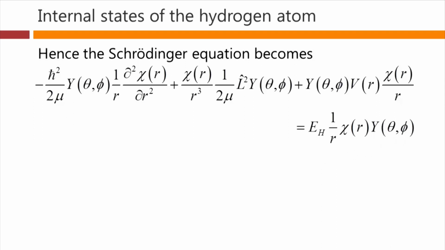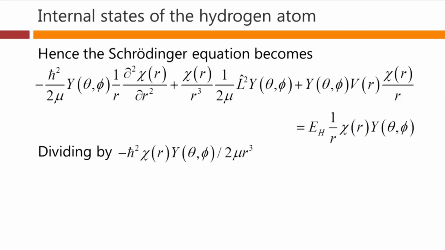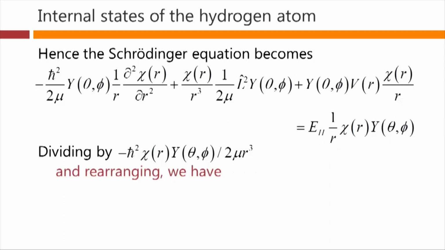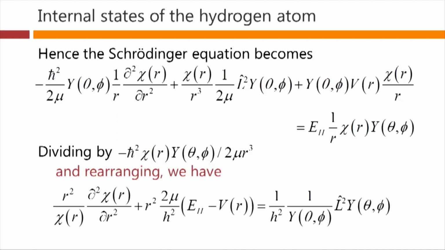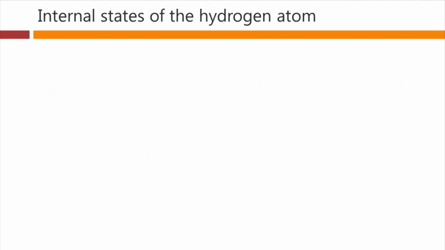So this is our Schrödinger equation slightly rearranged as a result of our separation proposal. If we divide both sides of this by this factor here and do a little bit of rearranging, then we get an equation in this form. What we've done here is we've taken the terms in E, the total energy, and moved those over to the left, and we've taken the terms in theta and phi here and moved those over to the right.